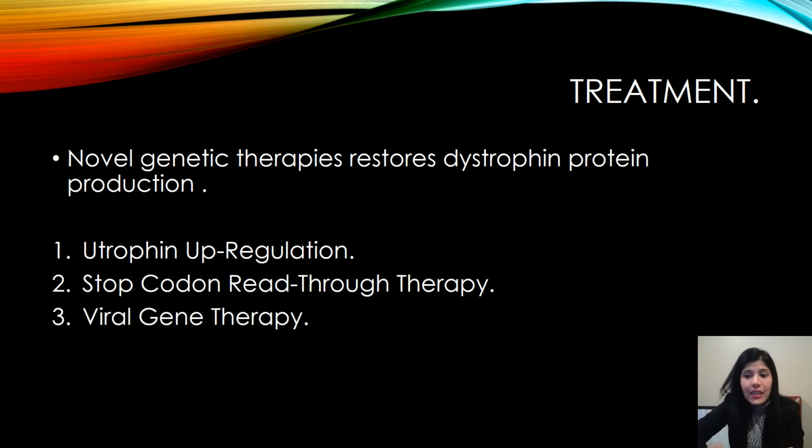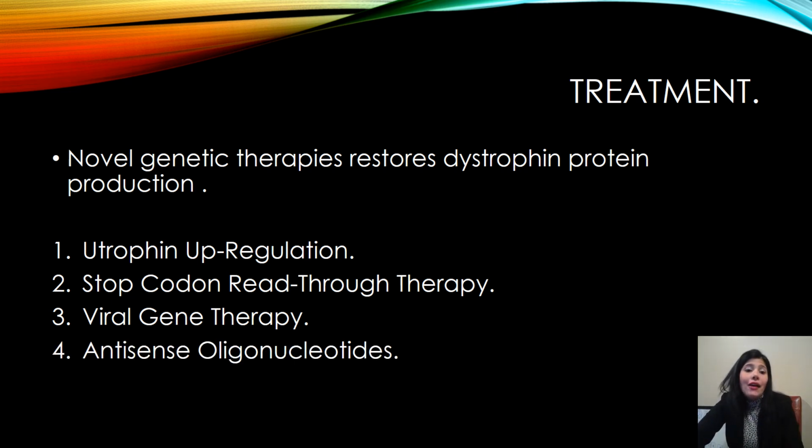Viral gene therapy uses some viruses like adenovirus that work as a vector that carries genetic information to produce more dystrophin. And finally, the antisense oligonucleotides, simply, are going to help reframe the transcription process, and the organism can produce a kind of partially functional dystrophin. It's not a perfect dystrophin, but it has some function.